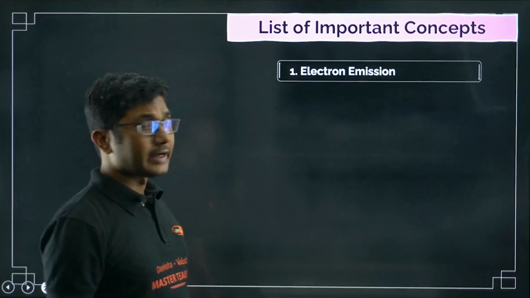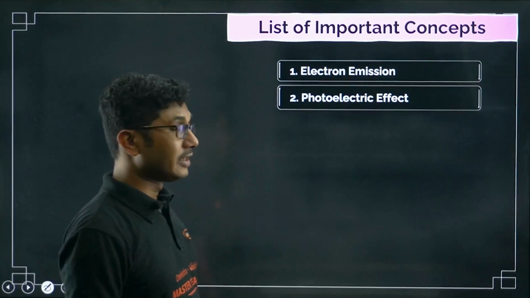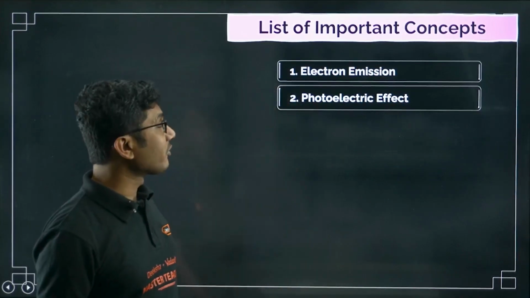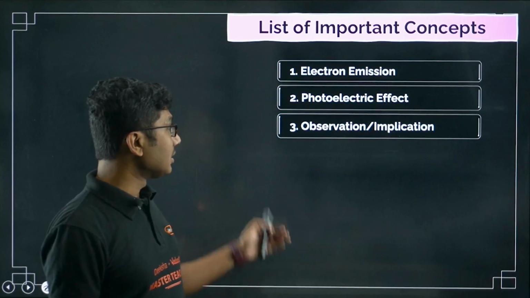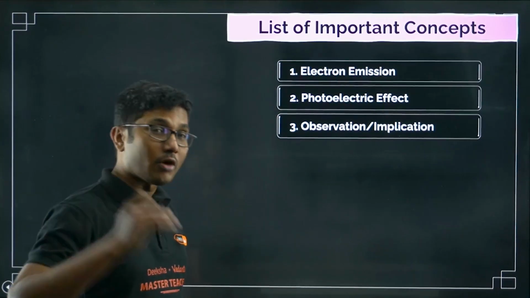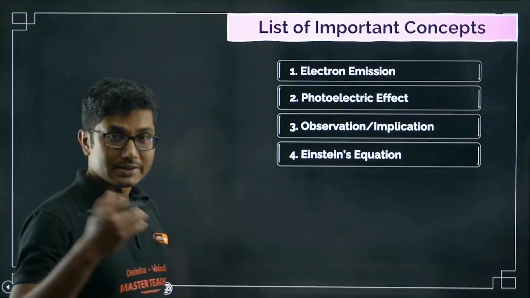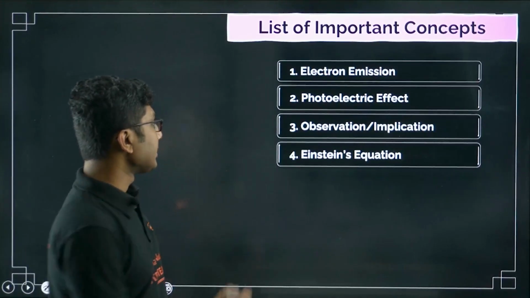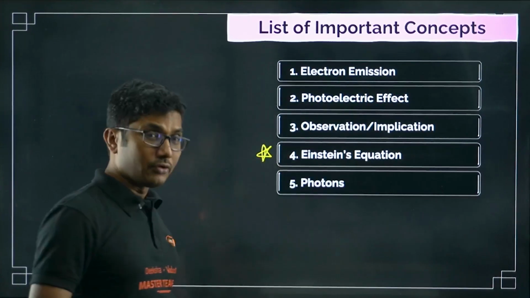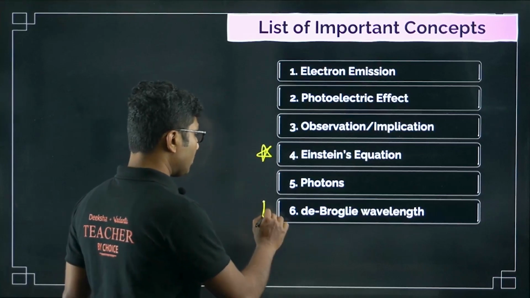Electron emission, different types of electron emission. Then obviously the chapter is dual nature of radiation and matter, but sometimes we call this chapter photoelectric effect. So photoelectric effect is another important part. Then observation and implication from the observation of the photoelectric effect experiment. Then we have Einstein's equation, the most important part of this chapter. Then we have photons and obviously de Broglie wavelength. This is also super important.